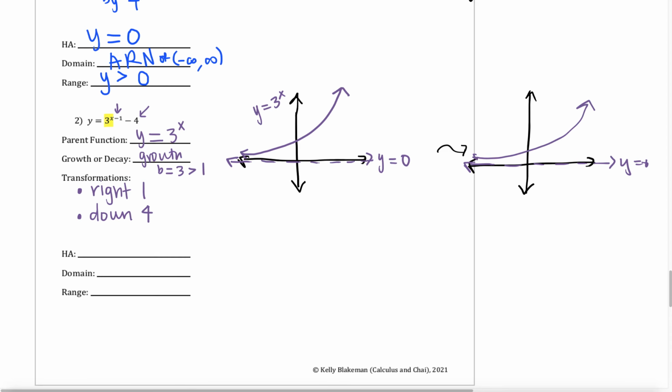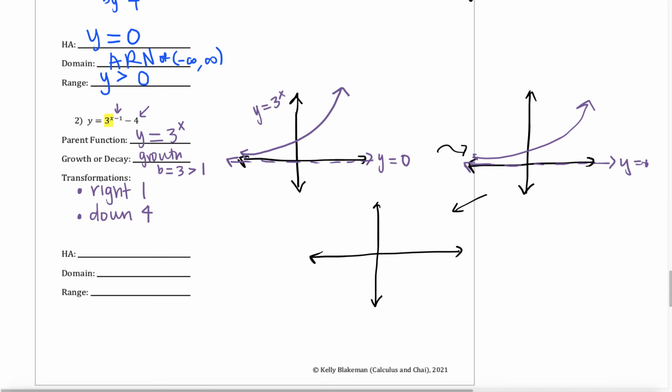The next thing I need to do is go down 4, though. Well, if I go down 4, that's definitely going to move some pieces. Because what's happening is that horizontal asymptote that's at y equals 0 has to move down 4 as well, since although it's not a point on our graph, it is connected to the shape of our graph.